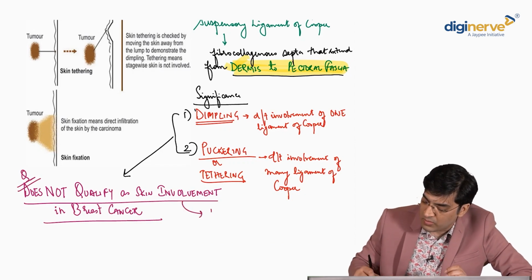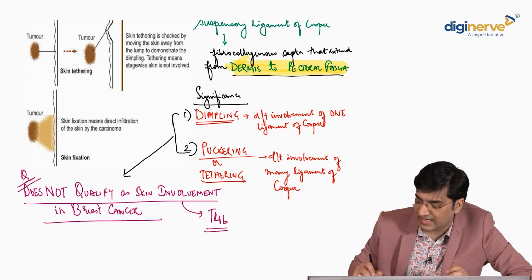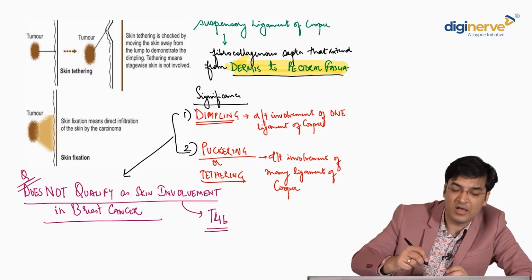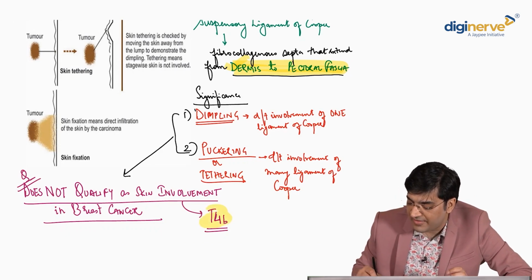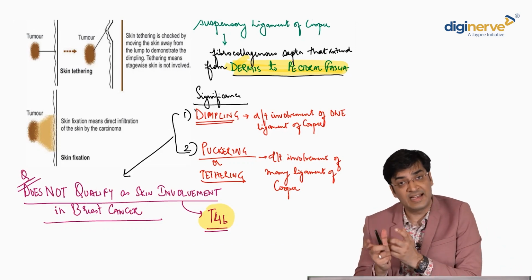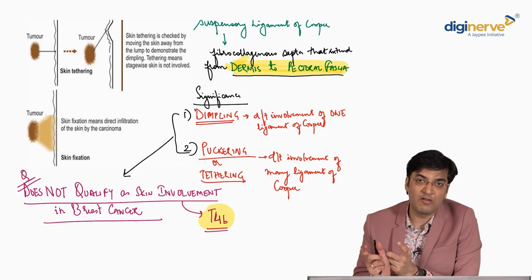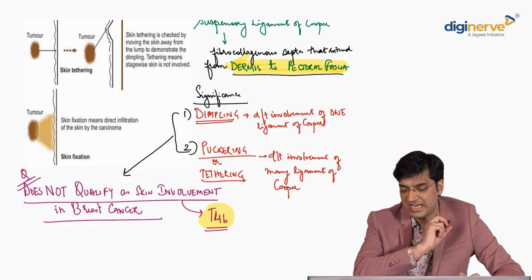When this happens, what is the stage right now? Please remember, it is the T4B stage. We will be hammering this concept repeatedly because this is very frequently asked. They ask you which is the stage in which skin involvement happens and what exactly is meant by skin involvement. So the skin involvement is happening in T4B stage.